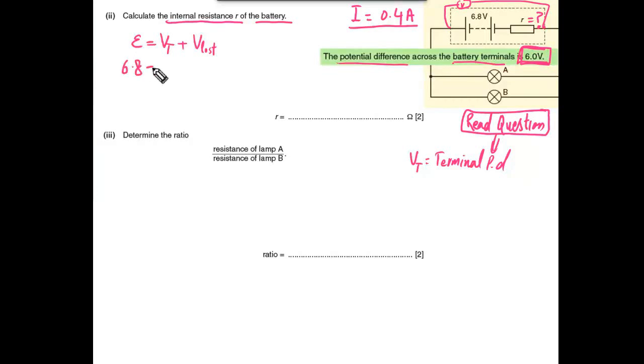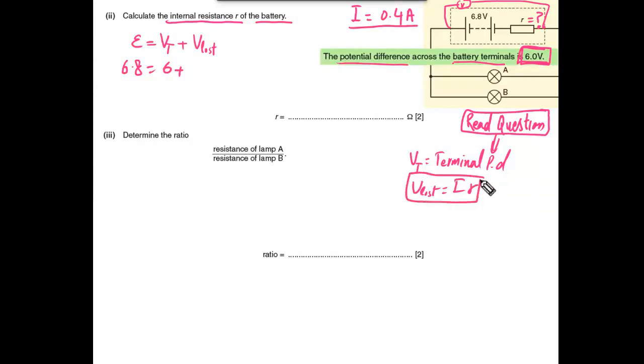I will just write down here. VT is given. VT is equal to 6.8, and plus you can see V lost. So V lost is equal to I times r, a small r. So this is the internal resistance, so I will simply say this is small r.